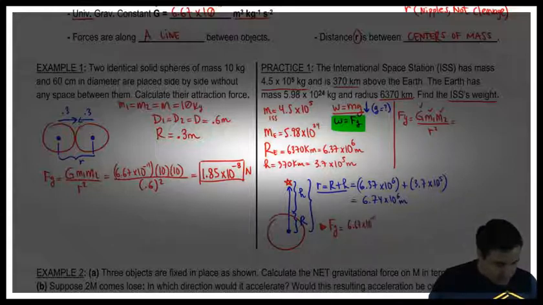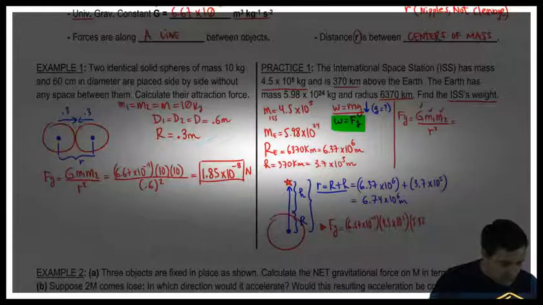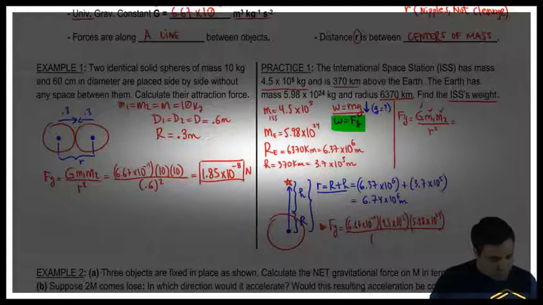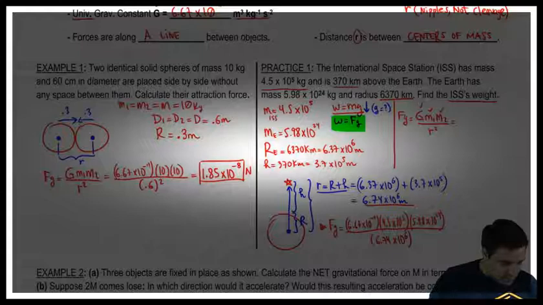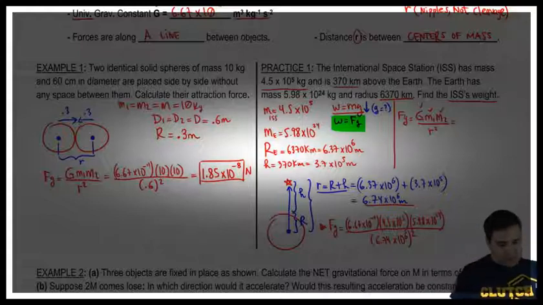667 times 10 to the negative 11. The masses are, in no particular order, 4.5 times 10 to the 5th, 598 times 10 to the 24th. All of this divided by the distance between the two, the total distance here, which is those two numbers added, and that is squared.